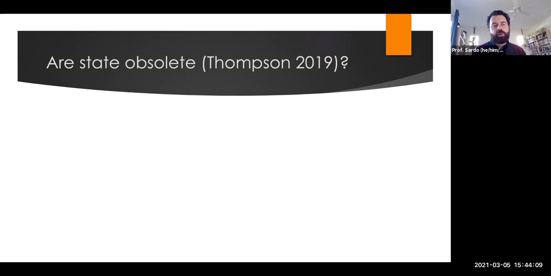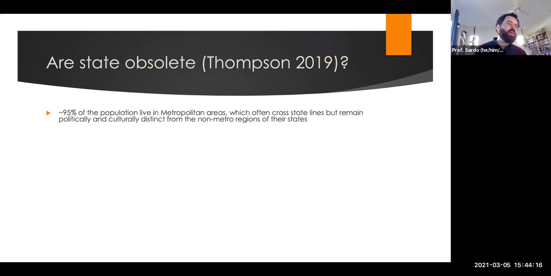In the optional reading, political theorist Douglas Thompson, in a 2019 article, raises the question of whether or not states are obsolete. He notes that about 95% of the population live in metropolitan areas. Think of the Los Angeles metro area, which includes more than just the city limits of Los Angeles, but the suburbs and exurbs. And these metro areas can cross state lines. Think about the New York metro area that includes parts of New Jersey. Think about the Chicago metro area that includes parts of Indiana and parts of Wisconsin.